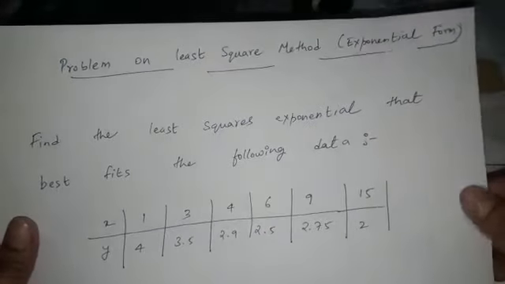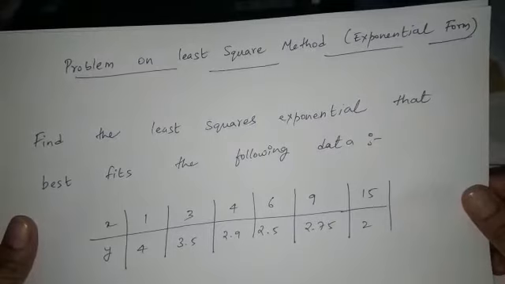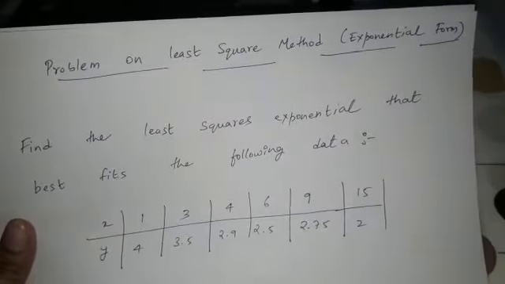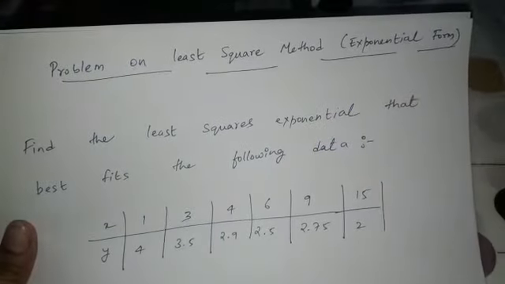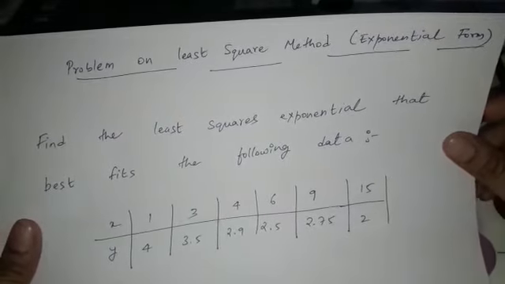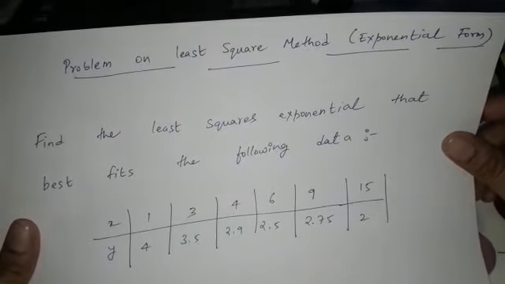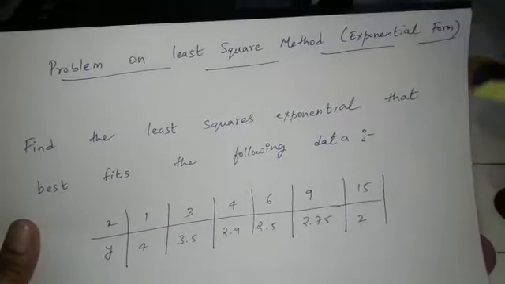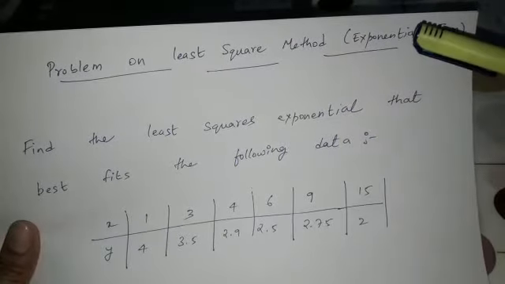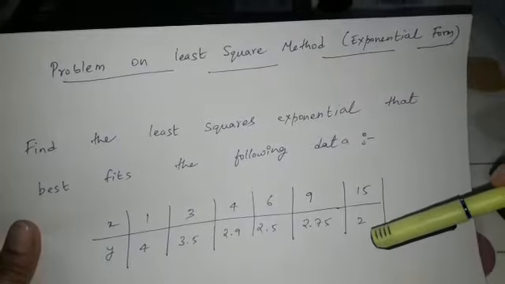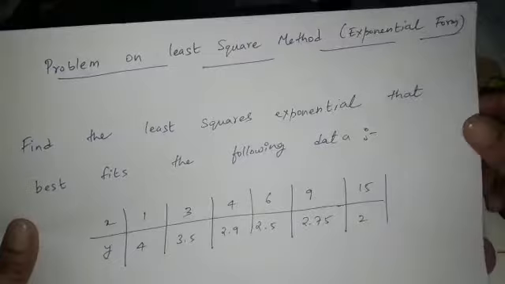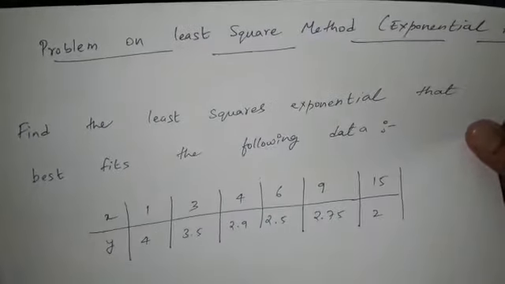Hello everyone. In the last lecture, we saw how to fit an exponential function to the experimental data using a linear least square method formula. In this lecture, we'll do one problem: how to fit an exponential equation to the given experimental data. The question is: find the least square exponential that best fits the following data.